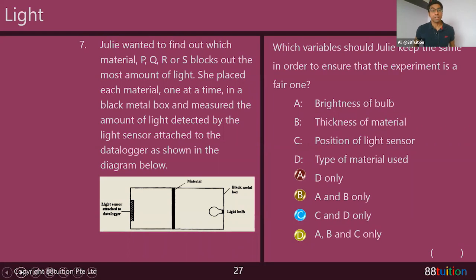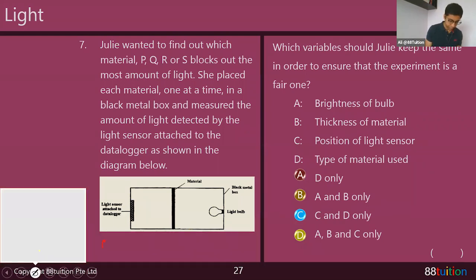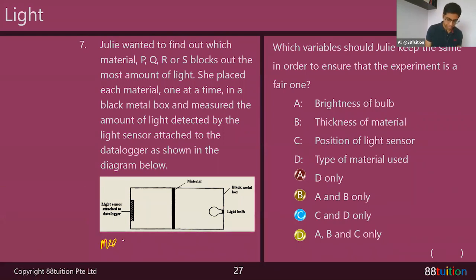Okay, all of these are very similar, but it's different examples of the same concepts. Again, you have light, you have material, you have sensor. Can you see? Again, same thing. Let's look at the diagram. Measure. You measure the amount of light here. Where's the source of light? Here. Where's the material? Here. It is going to block the light, right? Block by how much, we don't know.